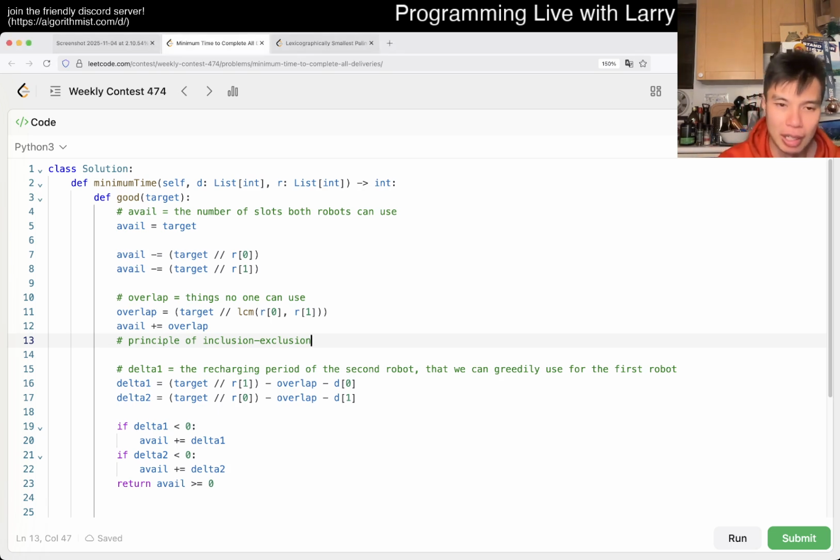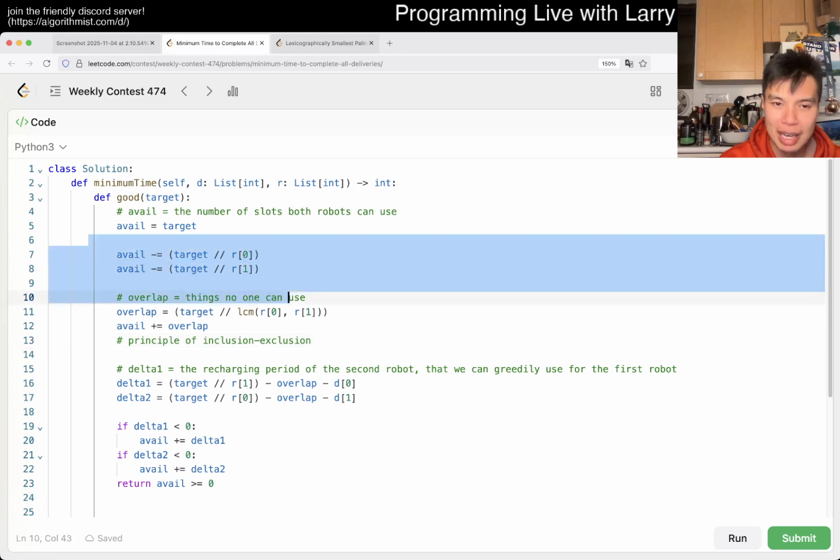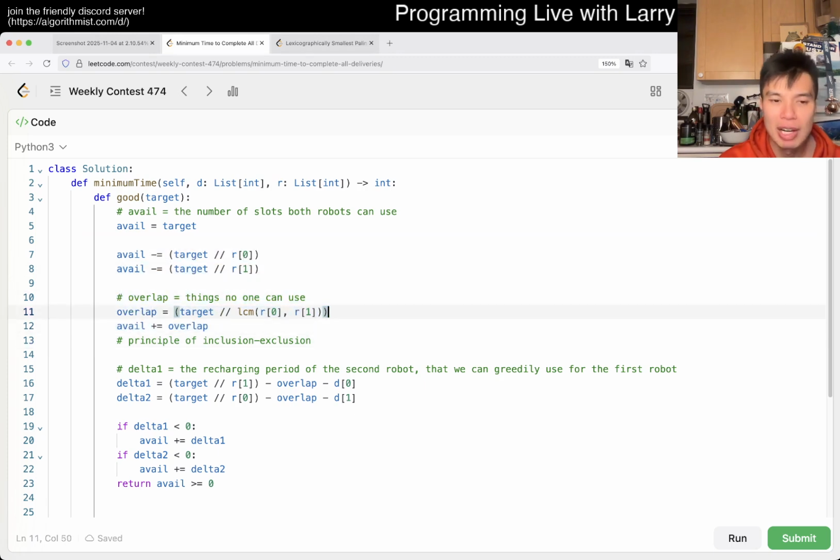So hopefully that makes sense. And this applies to the number of things very well. As I said, if delta 1 is negative, then we have to use it from the availability of both slots. So then we just do that. And if delta 2 is negative, we still have days left for the second robot as well. So we do that. Remember that this is negative, so that's why the plus.